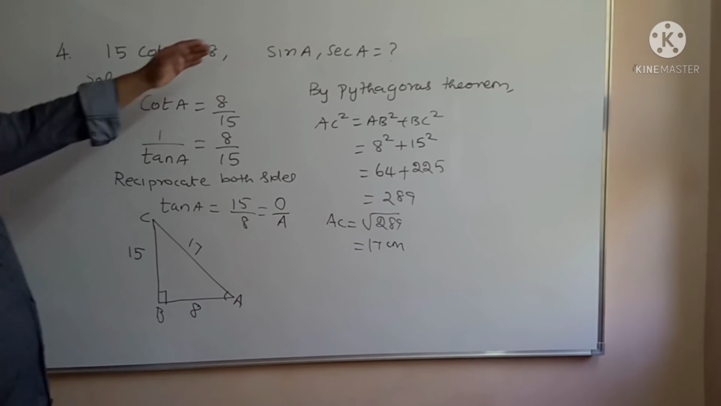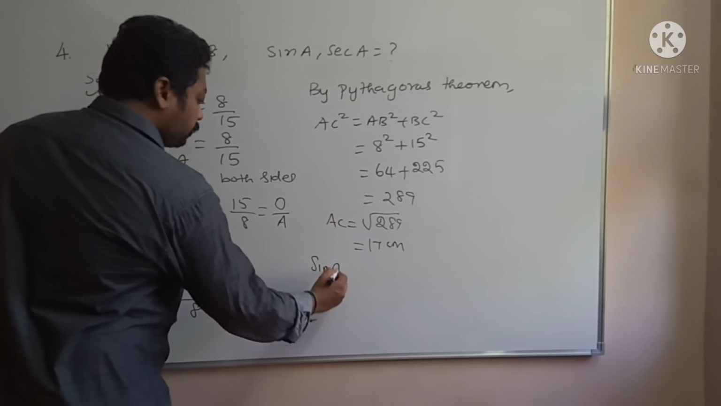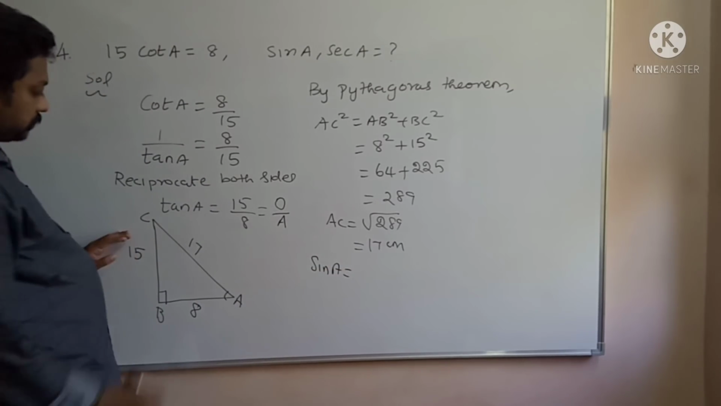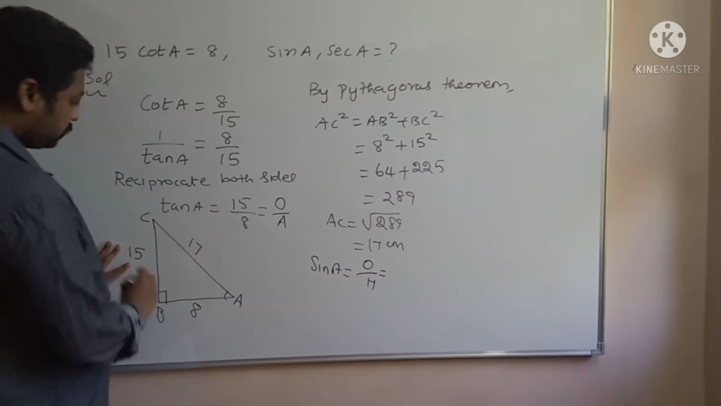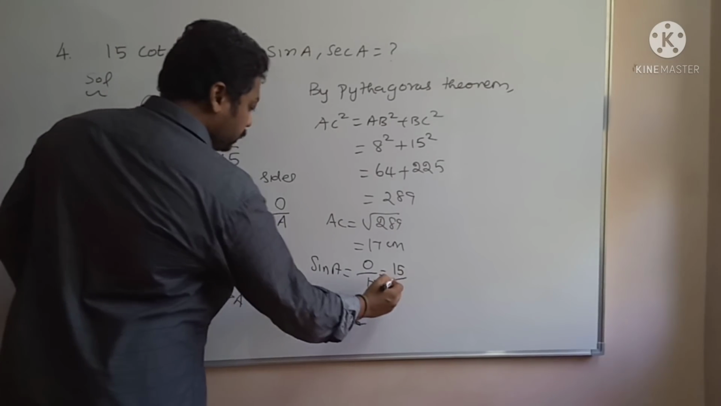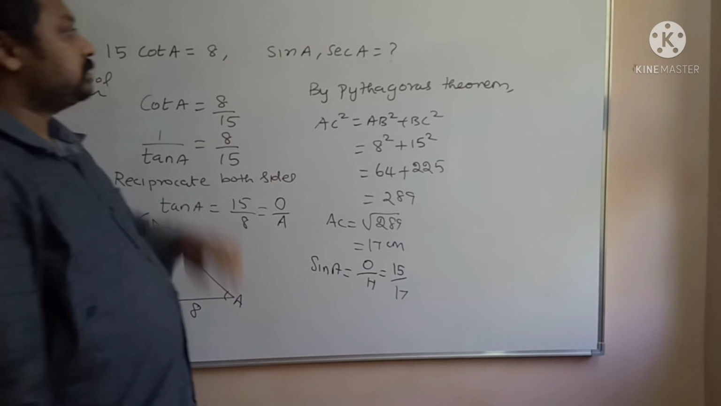Okay. So now we find sin A. What is sin A? Sin A is opposite side by hypotenuse. What is the opposite side? 15, divided by the hypotenuse, which is 17. So now we find secant A.